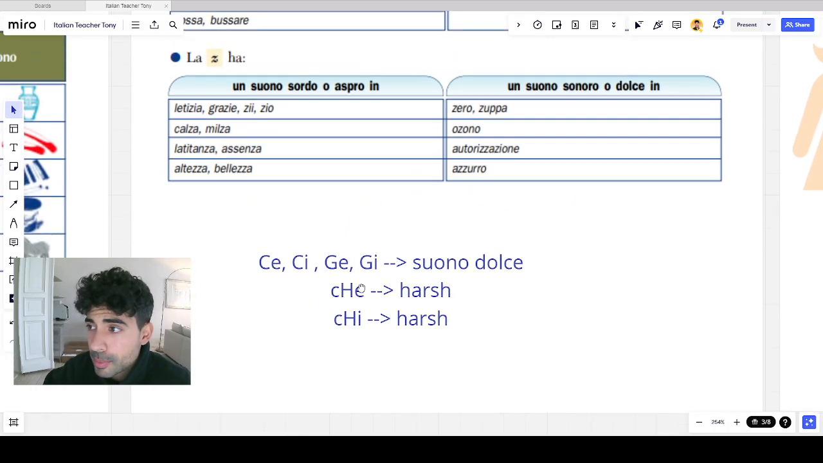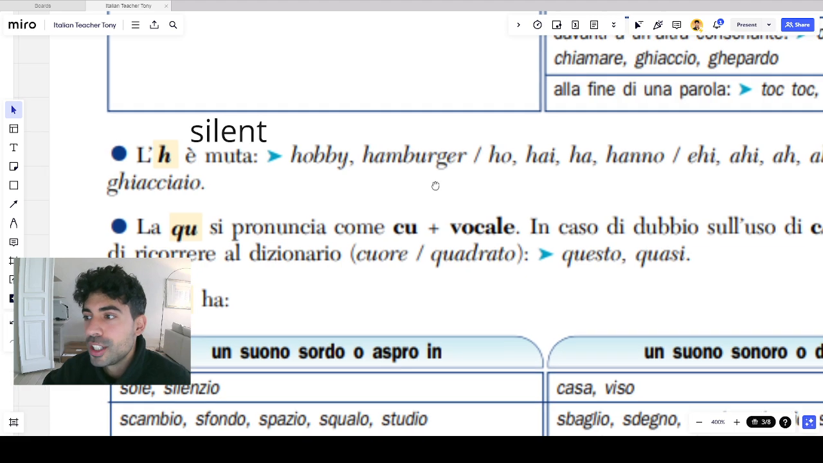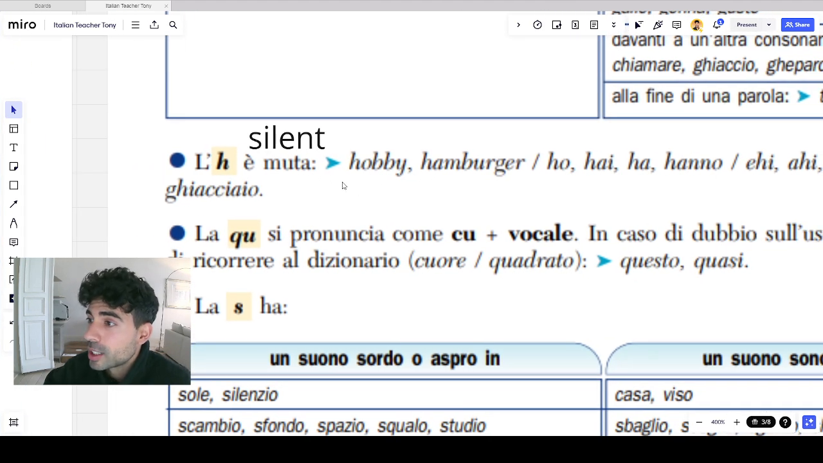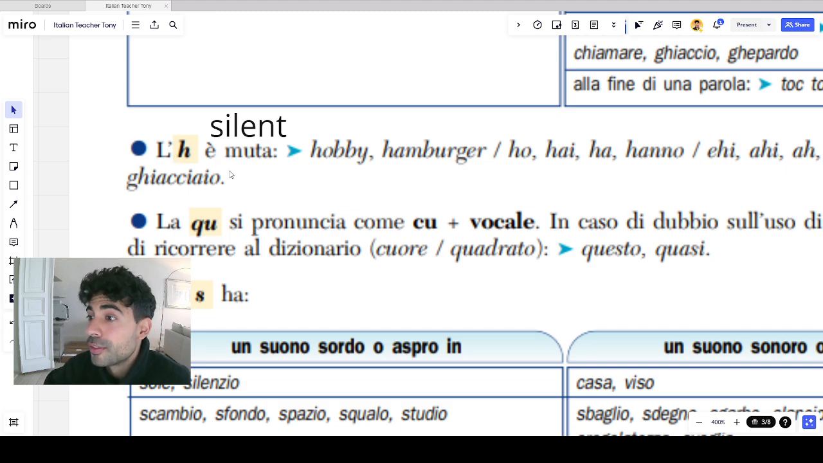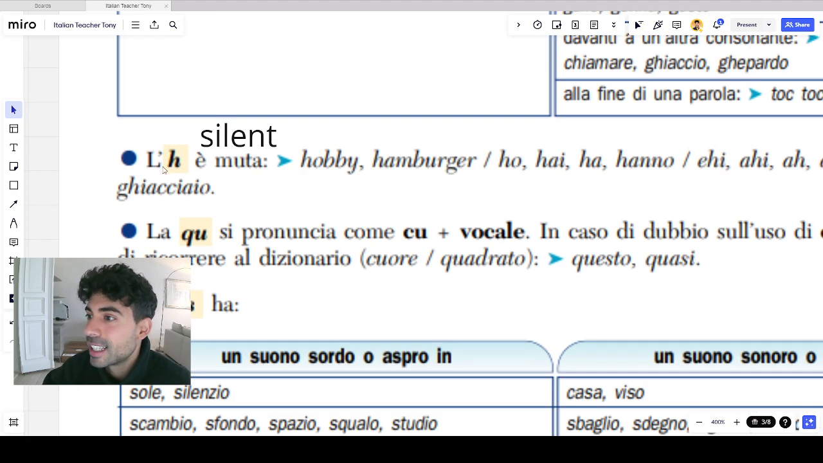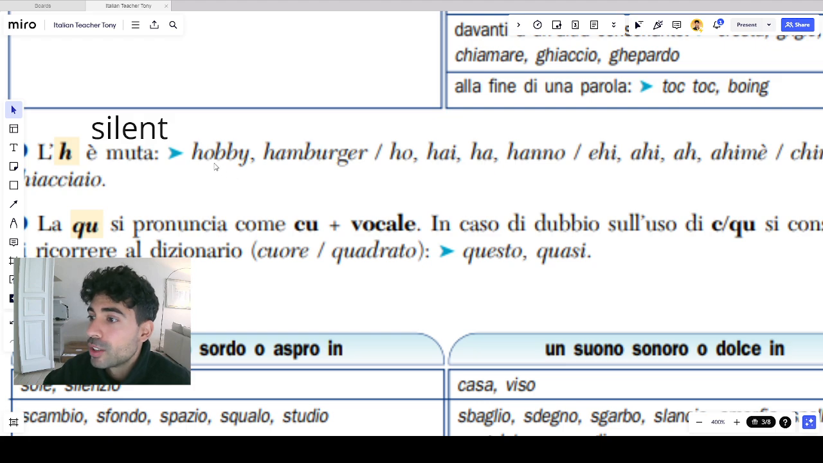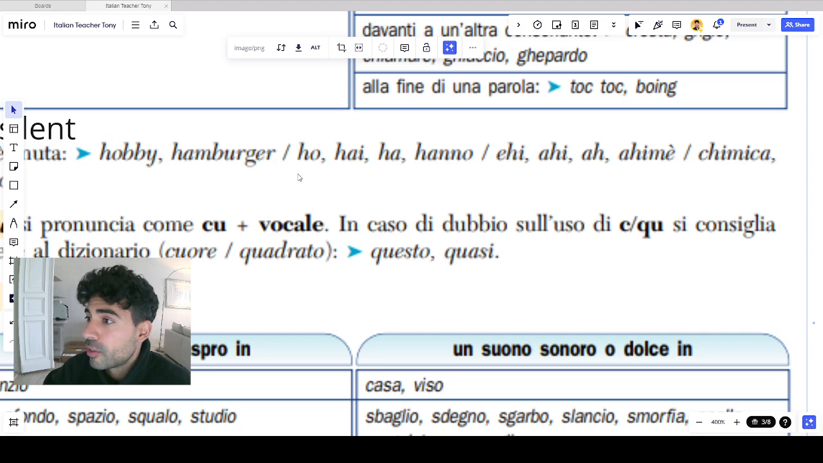So remember that. And while we are talking about H, another rule in Italian, very important in pronunciation, is that the H in front of Italian words is silent. La H è muta. The H is silent. For example, we don't say hobby, we say obby. We don't say hamburger, we say amburger. And the same is with the verb to have. I have, she has, you have. It's not io ho, it's io o, tu ai, lui a, loro anno. No H. You spell it with an H, but you don't pronounce it.